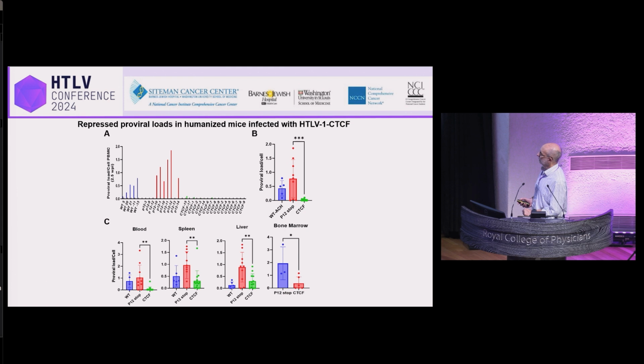Measuring proviral load at 2.5 weeks, we can see that very low or undetectable proviral load was seen in all of the CTCF mutant infected mice compared to the large majority of the P12 and wild-type infected mice. And the proviral load at 5 weeks overall was quite low still in the CTCF knockout infected mice. And the proviral load in the blood, spleen, liver, and bone marrow was consistently lower at the time of necropsy in CTCF mutant infected mice compared to P12 stop mice.